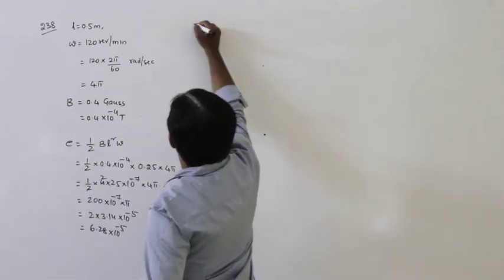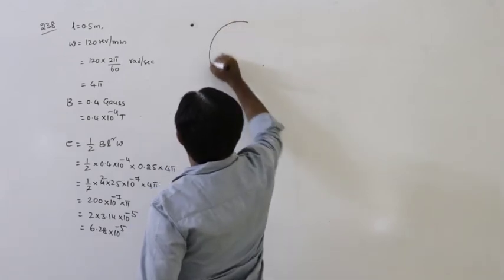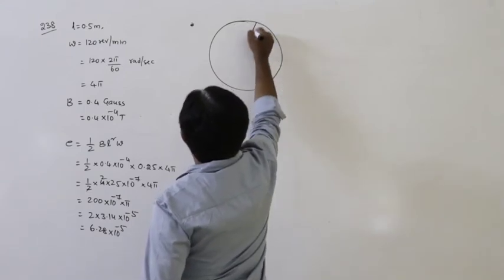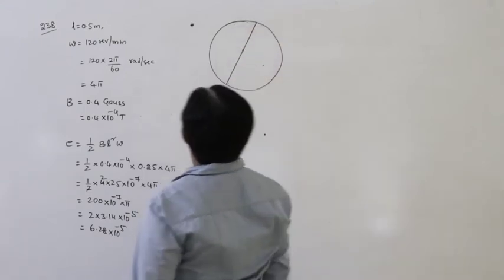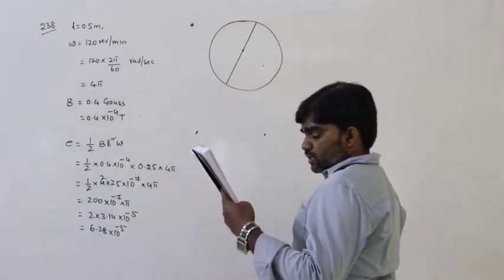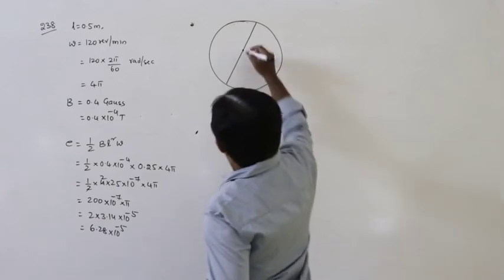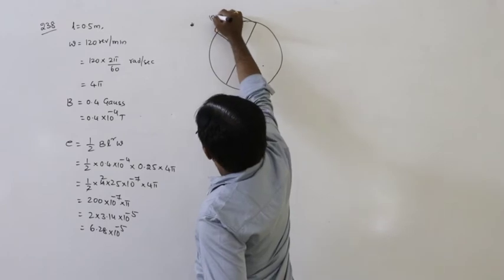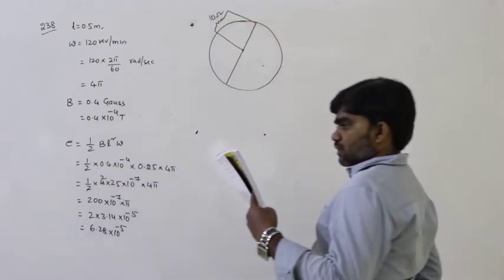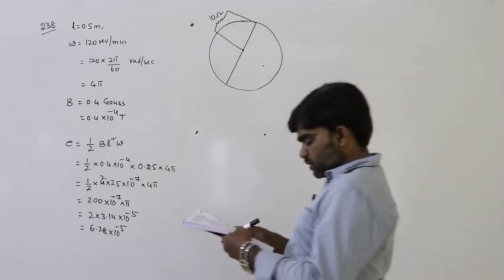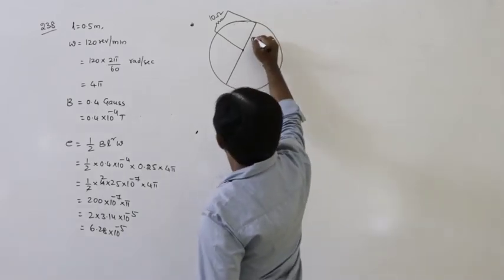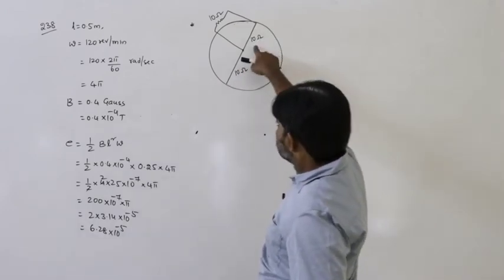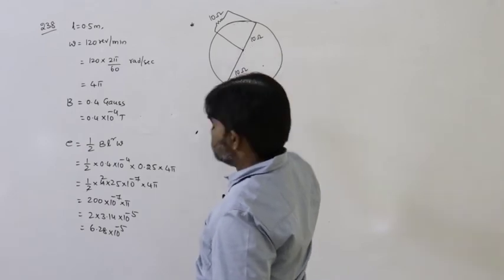An external resistance of 10 ohms is connected. Here it is, this is the ring and the conducting rod is fixed along the diameter, and here one more 10 ohm resistance is placed like this. A rod of resistance 20 ohms is fixed, so the total resistance is 20 ohms. That means this half is 10 ohms and this half is 10 ohms.